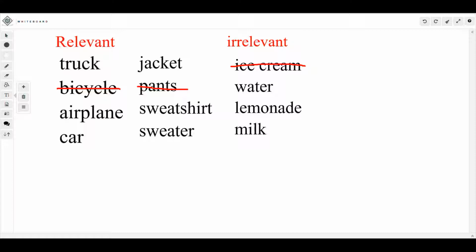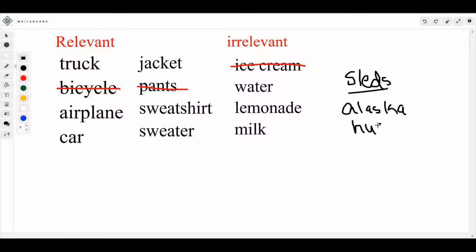If you were to write a report on sleds, under what topics do you think you would find relevant information? If you were going to write something about sleds, what are some relevant pieces of information you could look up? Oh, you might look up Alaska. That might give you some relevant information because they use sleds there. Oh, and what about huskies? Those beautiful dogs. These would give you relevant information about that.